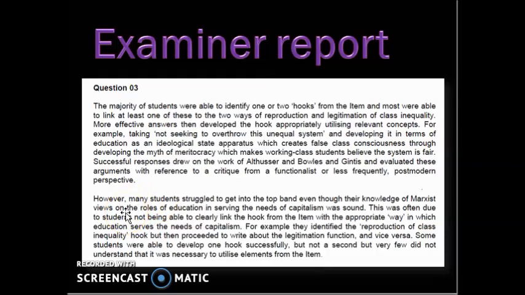However, many students struggled to get into the top band. Even though the knowledge of Marxist theory was really good, they often got the hooks and the ways confused. For example, identifying the reproductive hook and then talking about the ideological function. But what is really important, the majority of students did recognise that they had to use the hook from the item, and very few students didn't do this.